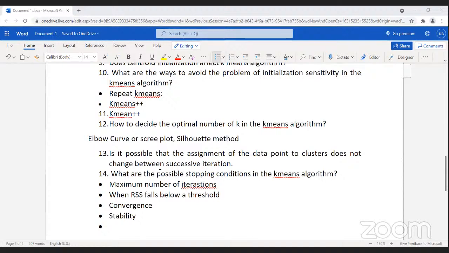Okay, where did you miss my voice, guys? Okay, I will explain this 14th question once again because I found in the chat window that there was an audio issue.